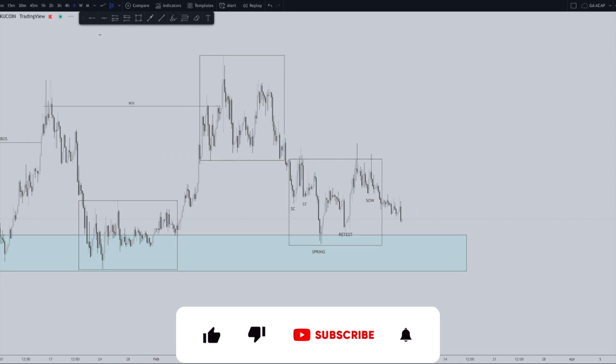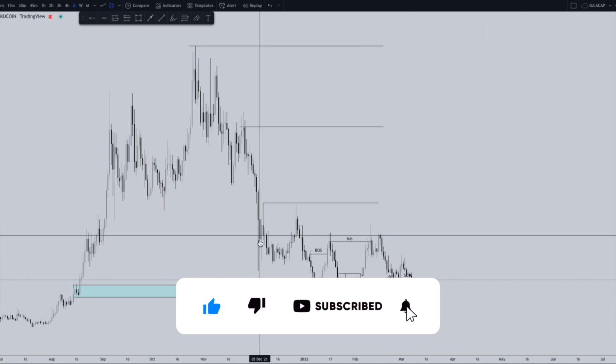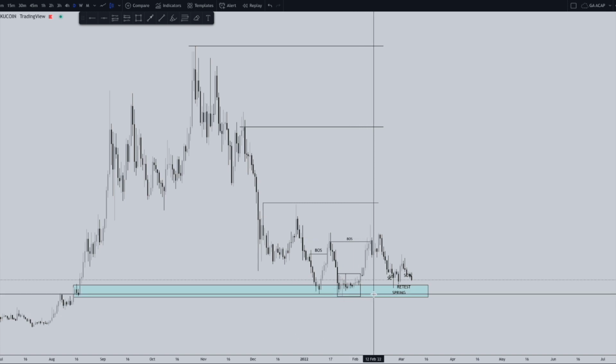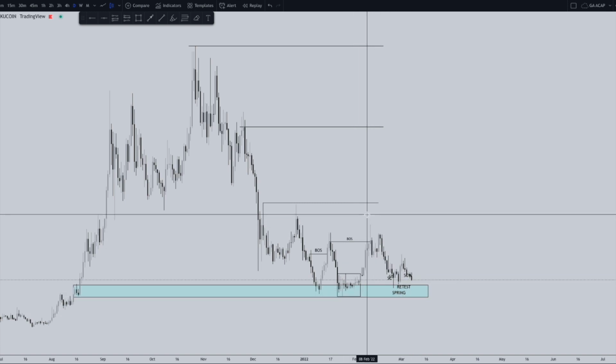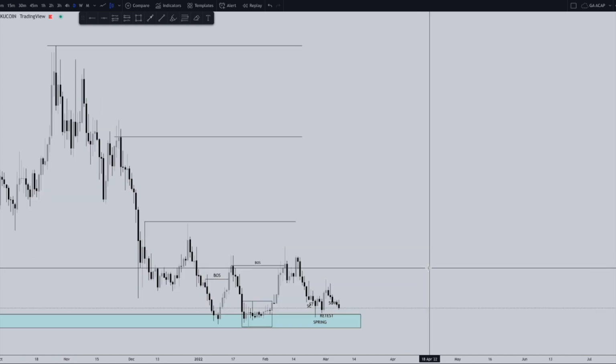If we look on the daily, let's go over to the daily. You can see here that price is just accumulating within this range essentially. Nothing major occurring, it's like ping pong. Price reaches this point, comes back down. Price reaches up here, it comes back up. But we're going to have to wait and see how price plays out.